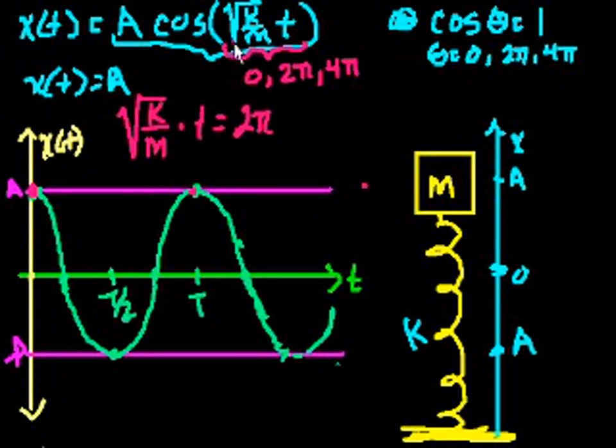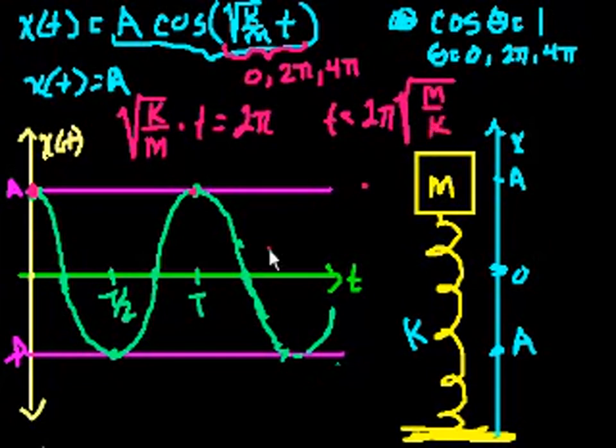Or another way of thinking about it is, let's multiply both sides of this equation times the inverse of the square root of k over m, and you get T is equal to 2 pi times the square root of, it's going to be the inverse of this, right, m over k. And there we have the period of this function. This is going to be equal to 2 pi times the square root of m over k.